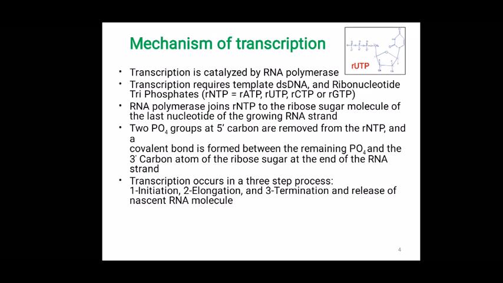The two phosphate molecules present on the fifth carbon are removed from the RNTPs and it is covalently joined to the 3' phosphate molecule present in the existing RNA strand through a phosphodiester bond. Transcription generally occurs through a three-step process: initiation, elongation and termination of the RNA molecules.